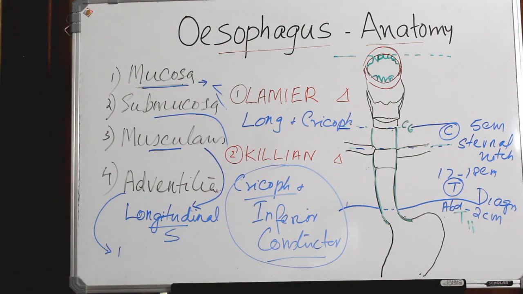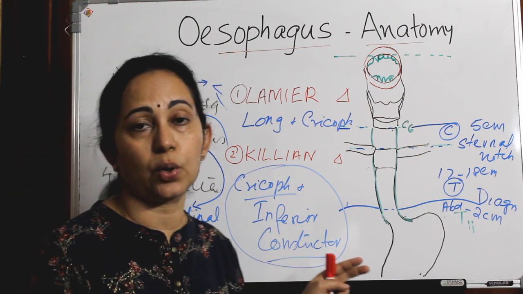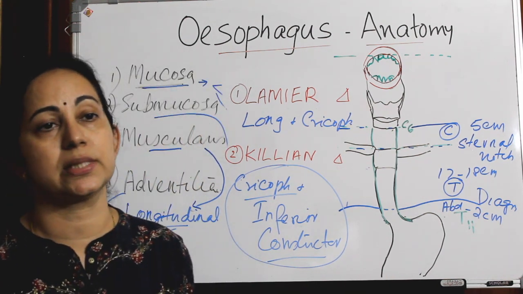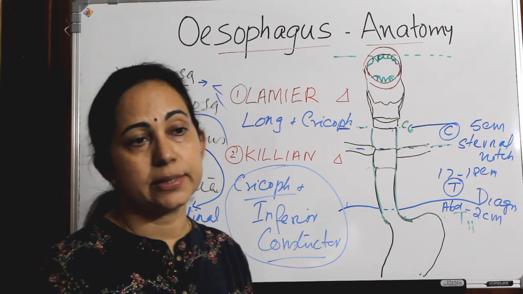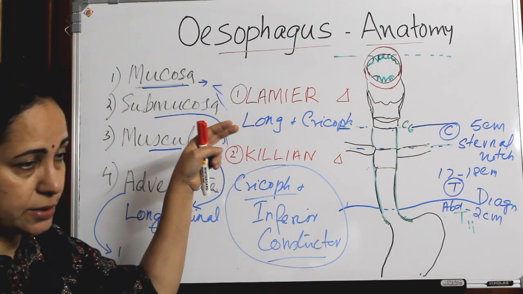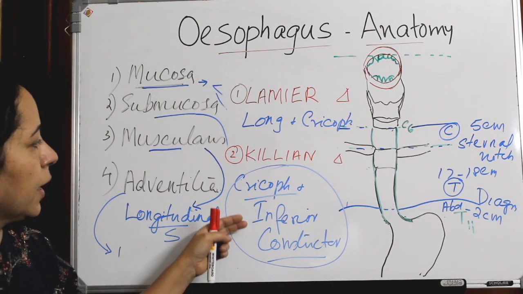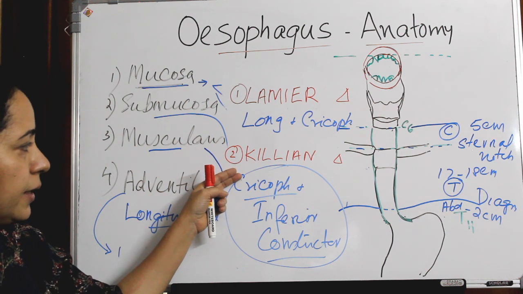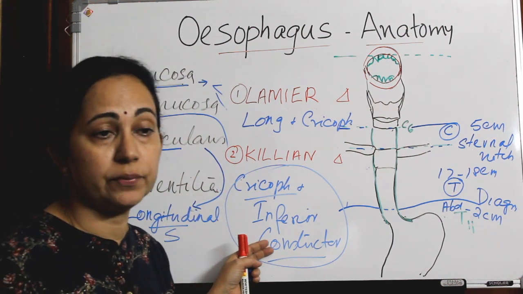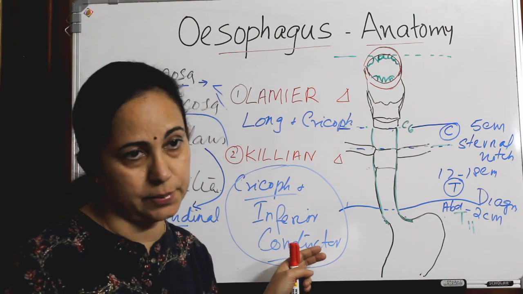Zenker's diverticulum or the pulsion diverticulum is commonly asked as a short note, and it can also present as progressive dysphagia. That I will explain after this anatomy. And Killian's triangle is between the fibers of the inferior constrictor and the cricopharyngeus muscle.